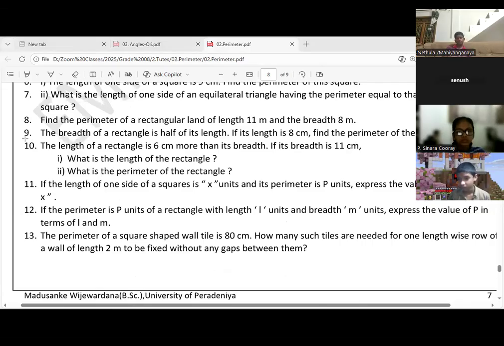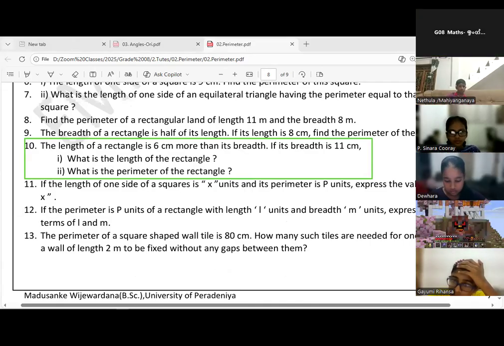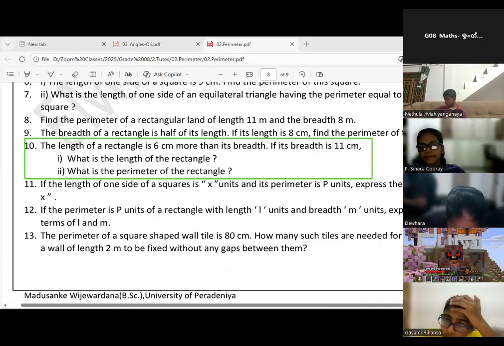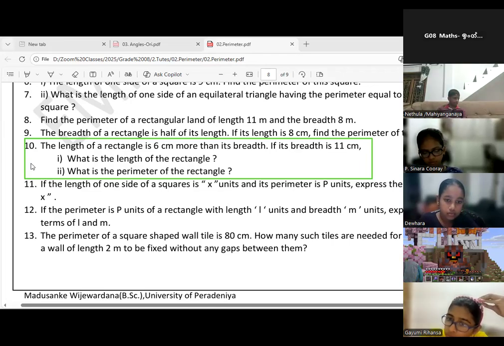We are going to do the 10th one. So this kind of thing can come to your exam. There might be this kind of question in your exam sometimes, and for the short question or your essay paper, most of the time they will give you something like this. So I am going to read, and you can also read the same question with me.